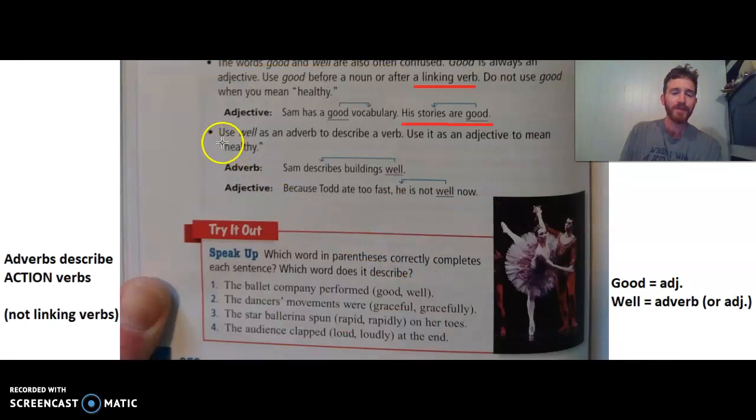Other examples where we would use well. Use well as an adverb to describe a verb. Use it as an adjective to mean healthy. So well can be an adverb or an adjective. Good is always going to be an adjective. So in this case, Sam describes buildings well. Describes would be our action, the thing Sam does, and how he does it as well. Remember, adverbs will tell how, when, or where. Here it tells how he describes the building. So he does it well, okay?